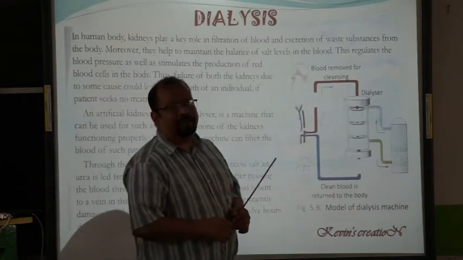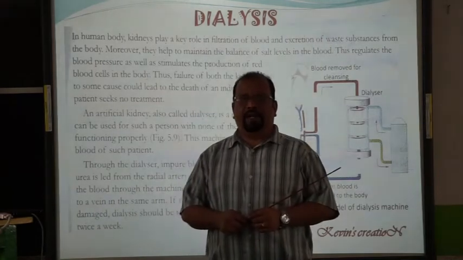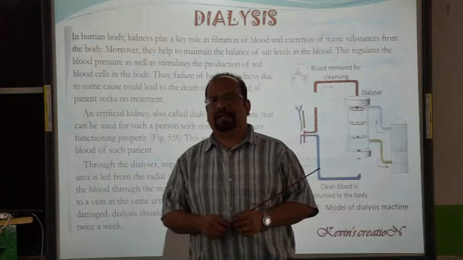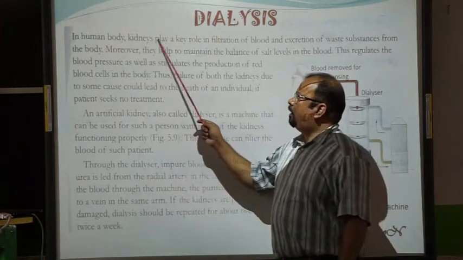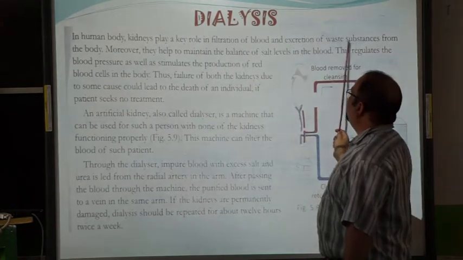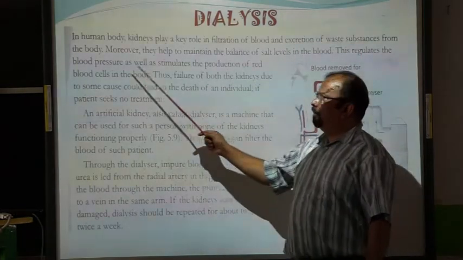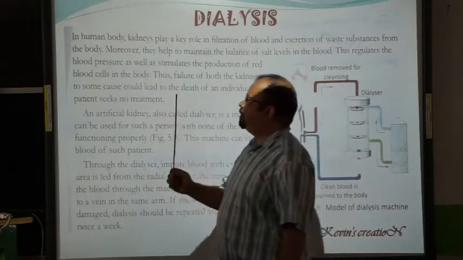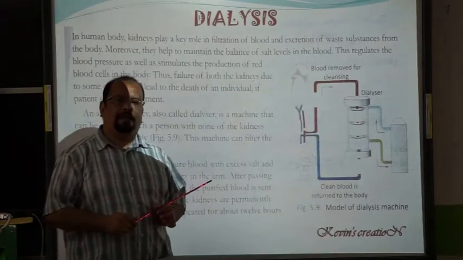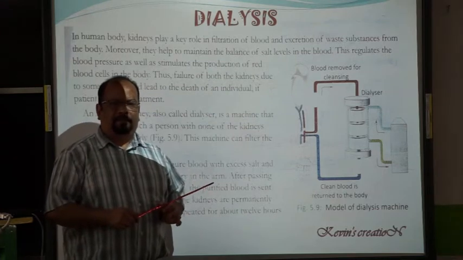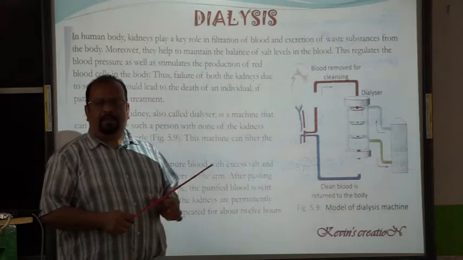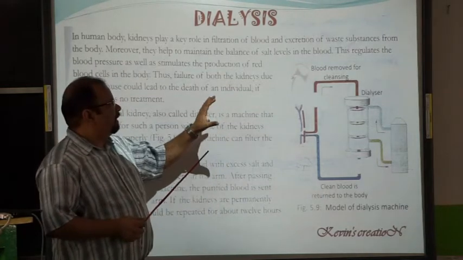So hereafter, if someone is going for dialysis from your family, from your neighborhood, now you know what is dialysis. In the human body, kidney plays a key role in the filtration of blood and excretion of waste substances from the body. Moreover, they help to maintain the balance of salt levels in the blood. Potassium, how much it should be there, sodium, how much it should be there. So that balance is kept by the kidney.